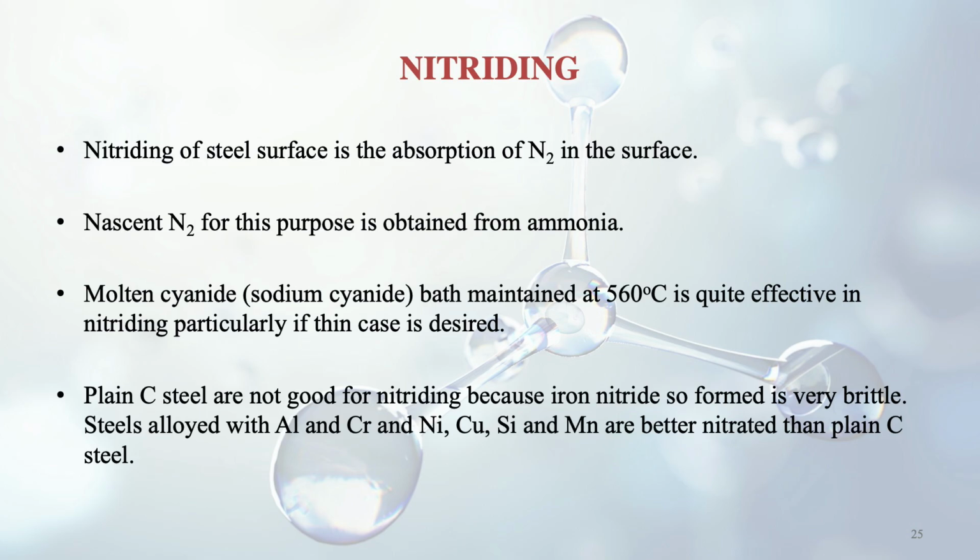And why is it harmful? Because this iron nitride is brittle. So we don't need that, because it will lead to fracture. So that's why nitriding of plain carbon steel is not done. The steels alloyed with aluminum, chromium, nickel, copper, silicon and manganese are better nitrided than plain carbon steel. So wherever this kind of alloying is there, like aluminum, chromium, nickel, then we can go for this nitriding process.